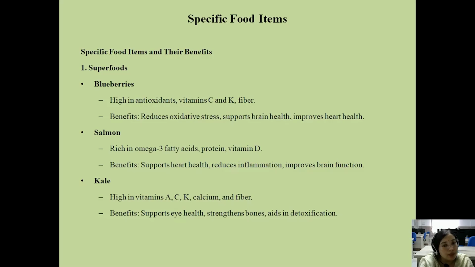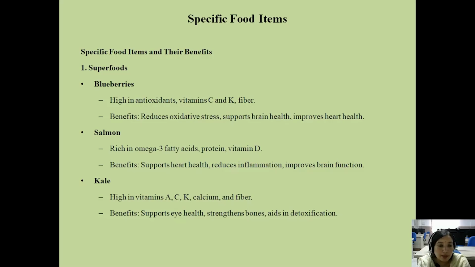And benefits: reduces oxidative stress, supports your brain health, and improves your heart health. So, specific food items and their benefits. Superfoods are there. Blueberries are there. They are high in antioxidants, vitamin C, vitamin K, and fiber. Benefits are: it reduces your oxidative stress, supports your brain health, and improves your heart health.